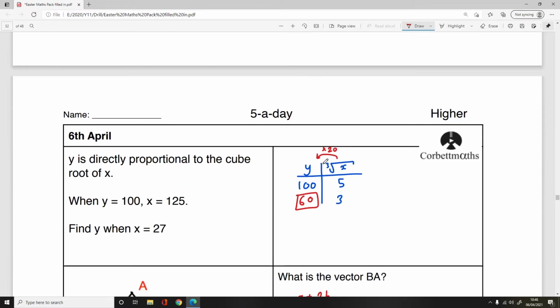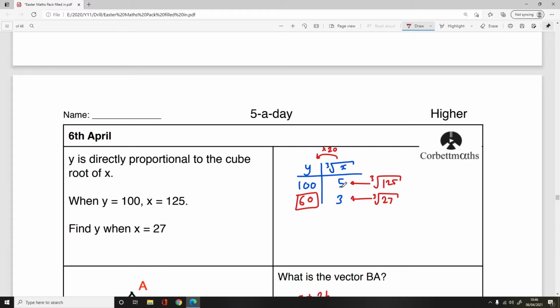Direct proportion, that means a grid with 2 columns in it. Y and the cube root of x is what we've got here, so we'll write those in on the top, and then we'll put 100 for y and 5 for the cube root of x, because that is the cube root of 125. Then it says we want to find y when x is 27, so we want to cube root 27, that'll be 3, and then work out that to multiply across is times by 20, so we'll do that to the bottom as well.